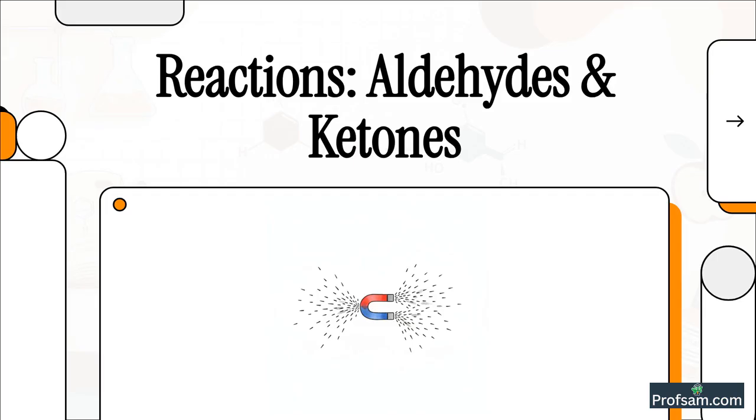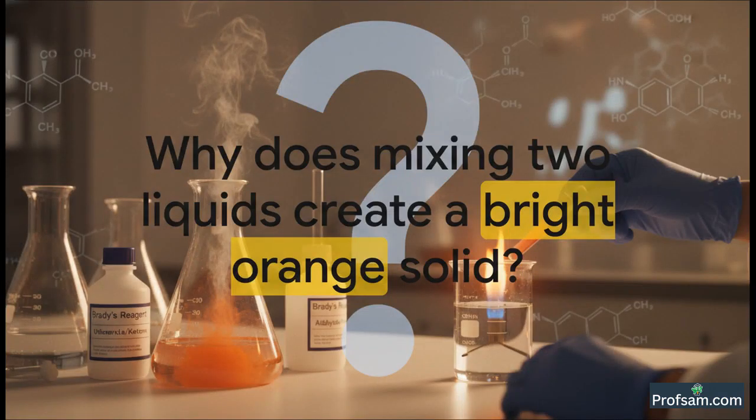Hello, students. Today, we are going to tackle one of the most important topics in organic chemistry and make it really, really simple for you. So let's start with a puzzle. You must have seen this in the lab, no? You mix two completely clear liquids, and suddenly, poof, a bright orange solid appears. I'm talking about the test with Brady's reagent, of course. It's quite dramatic, isn't it? Well, by the end of our session today, you will understand exactly why this happens.